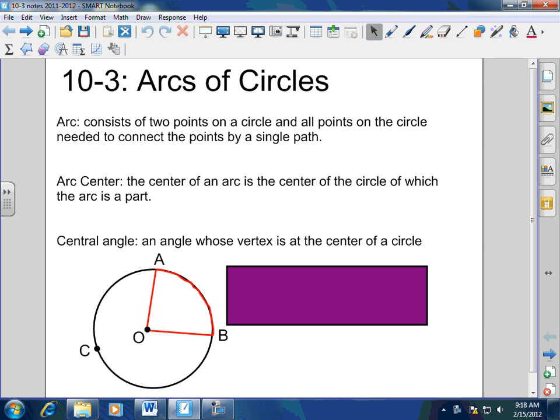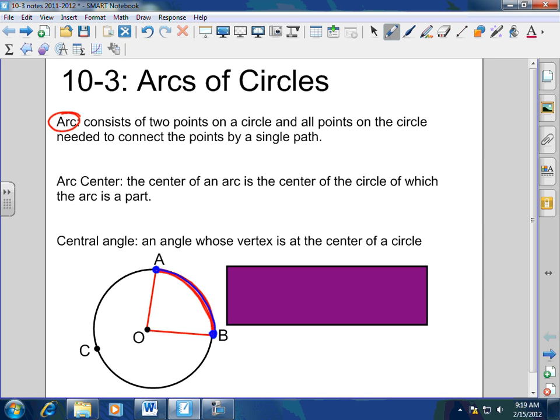So first of all, an arc. An arc, it's red, this guy right here. This is an arc. And an arc is defined as it consists of points on a circle, and all the points on the circle needed to connect the points in a single path. Now, what am I talking about? You have these 2 points here, A and B. When you connect A and B going along the circumference of the circle, you have created an arc. It's basically a piece of the circumference, a fraction of the circumference. And that's what an arc is.